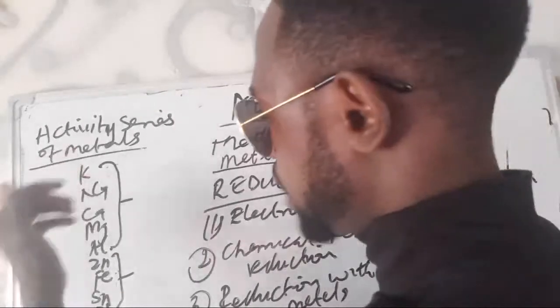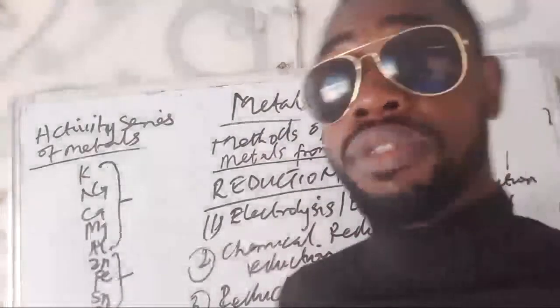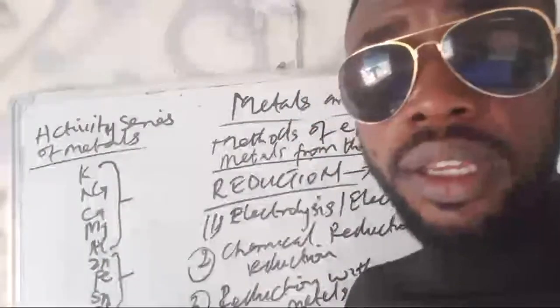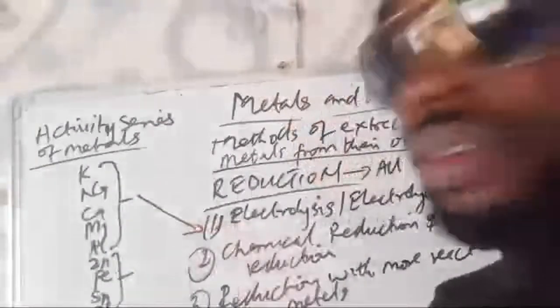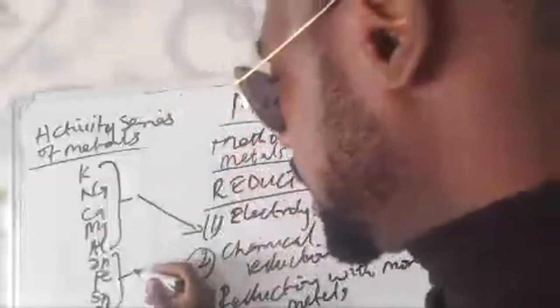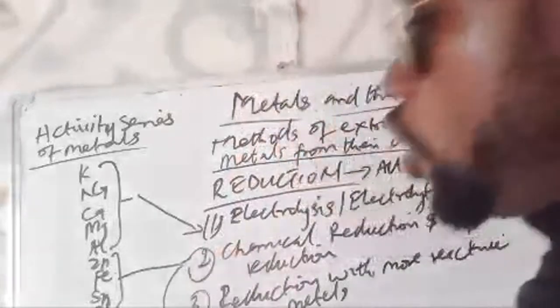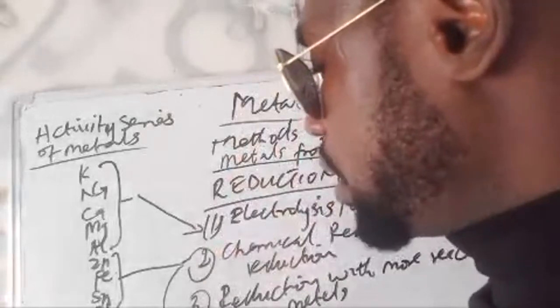Let's continue. I say the first five, meaning potassium, sodium, calcium, magnesium, and aluminium, are all extracted by electrolytic reduction. The only method you can use to extract these conveniently in chemistry, that is, the first five, is number one method, electrolytic reduction. Then zinc, iron, tin, and lead are extracted by either number two or number three. Copper, mercury, silver, and gold are mined freely.